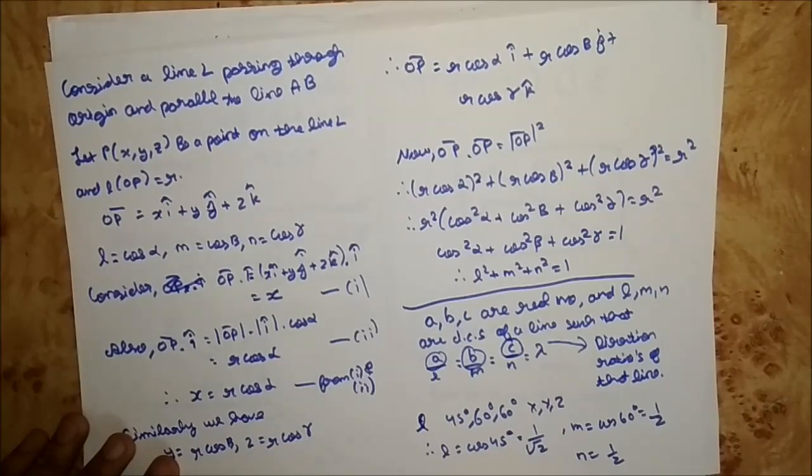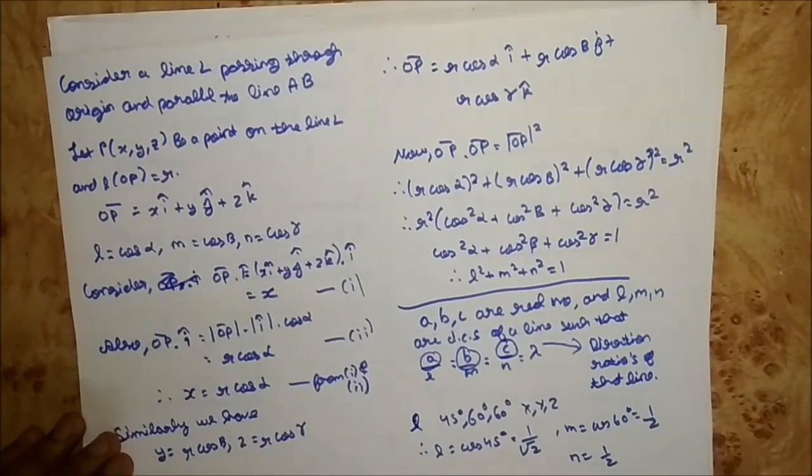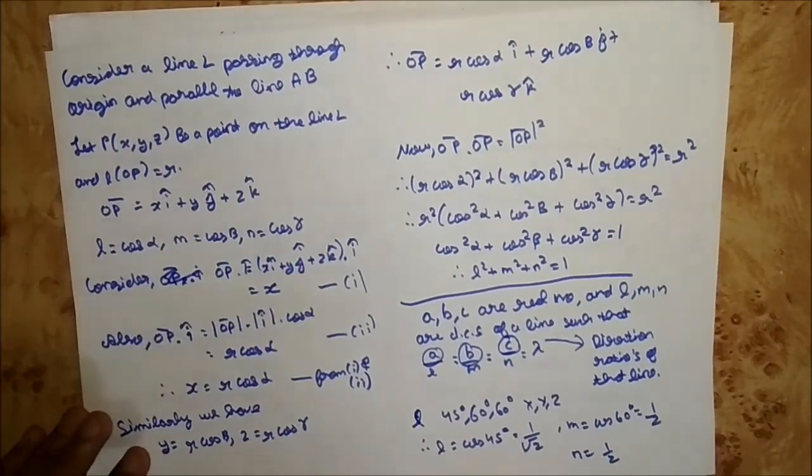So 1 by root 2, 1 by 2, 1 by 2, or root 2, 1, 1, will be the direction ratios of the given line. Okay.